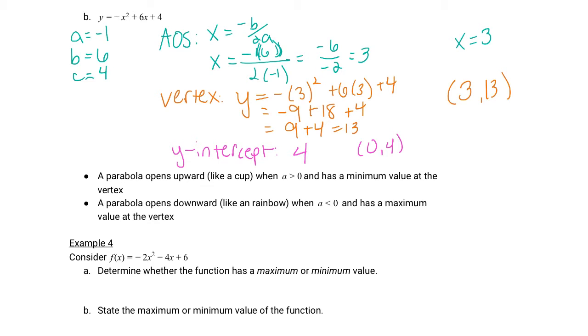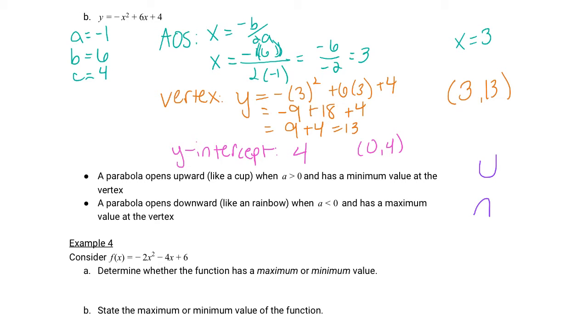Next little fact we care about, parabola opens up, like a cup. That means a is greater than 0. So if your parabola is opening in the positive direction, a is positive. If your parabola opens down, like a rainbow or an umbrella, that means that a is less than 0. So opens up, opens down.